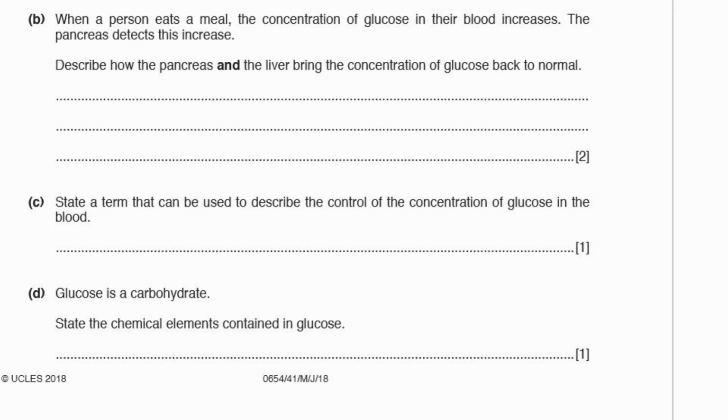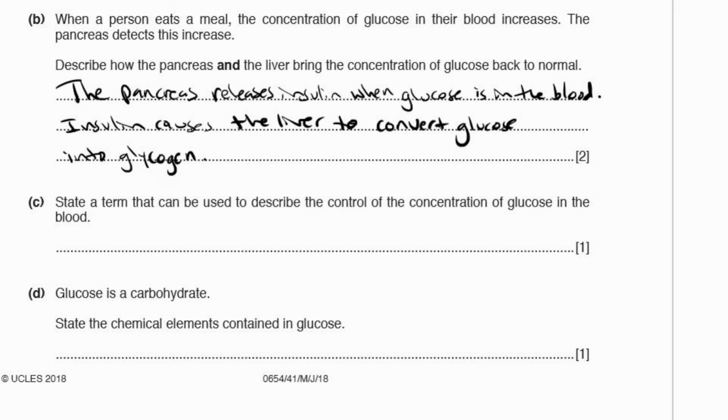B. When a person eats a meal, the concentration of glucose in their blood increases. The pancreas detects this increase. Describe how the pancreas and the liver bring the concentration of glucose back to normal. So first of all, the pancreas releases insulin when it detects that there's glucose in the blood, and then the insulin causes the liver to change the glucose into glycogen. So the pancreas releases insulin when glucose is in the blood, and insulin causes the liver to convert glucose into glycogen.